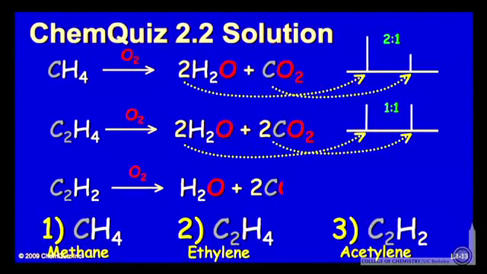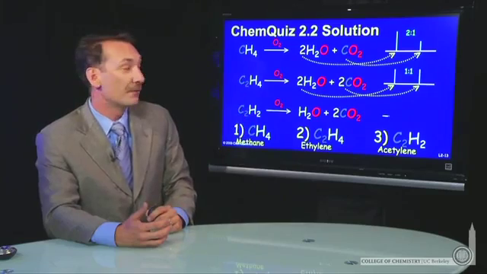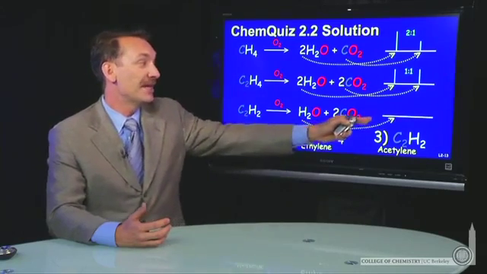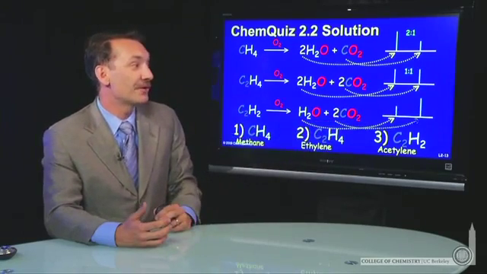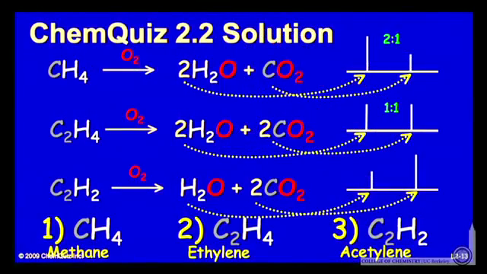The third possibility, acetylene, has 1 water molecule and 2 carbon dioxide molecules formed in the balanced chemical reaction with oxygen. That would give us a peak at 18 and a peak at 44 of twice the height. So indeed, acetylene with the 1:2 peak height ratio was the hydrocarbon that was burned in this experiment.